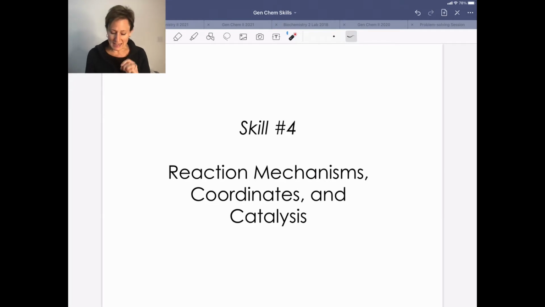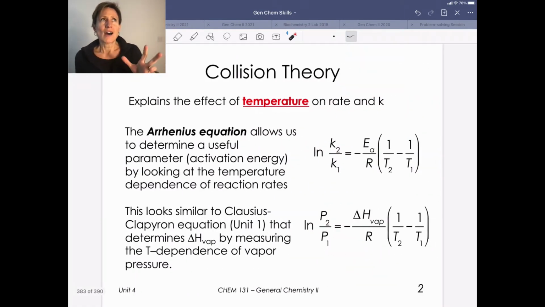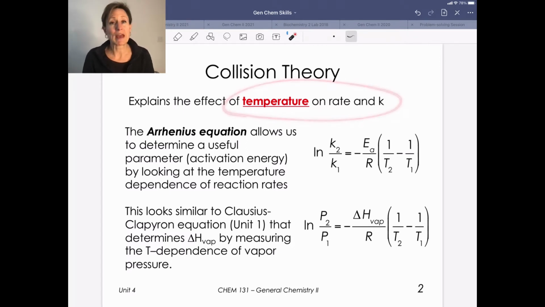And it's on thinking about reaction coordinates and then reaction mechanisms. Okay, so the first piece here is just learning how to use an equation that looks similar to some things that we've talked about before. At the very beginning, when we talked about kinetics, I mentioned that there is a temperature dependence on rate and rate constants. So if we think about this, this makes sense, right?